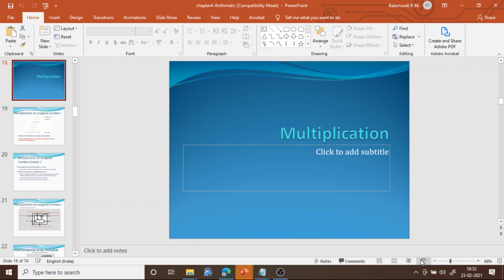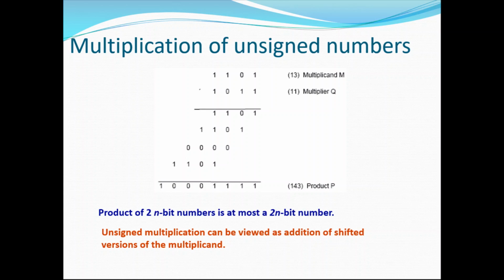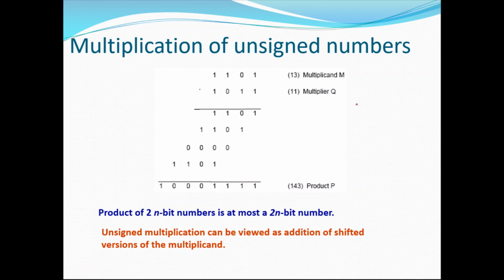So we'll be understanding how multiplication is performed in a computer, right? Because multiplication is one of the major activities which will normally happen. Before starting, let us try to understand how binary numbers are multiplied manually. Here you can see there are two binary numbers. One is 13, represented in binary using 8421 code.